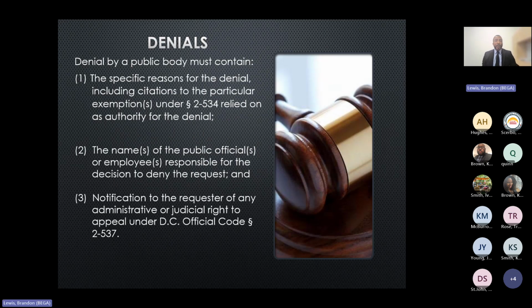Denials. A denial by a public body must contain the specific reasons for the denial, including citations to the particular exemption or exemptions under DC Official Code 2-534 relied on as an authority for the denial. It must also include the name of the public official or officials or employees responsible for the decision to deny the request, and notification to the requester of any administrative or judicial right to appeal under DC Official Code 2-537.